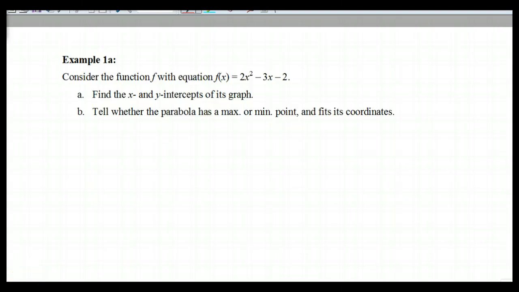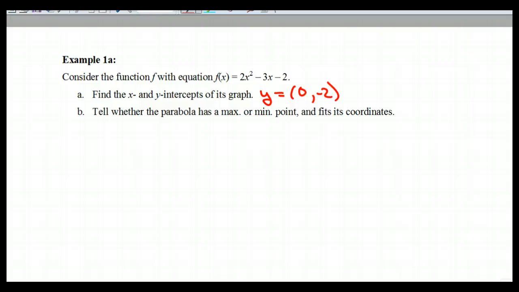Okay, so let's consider this function right here. It's got an equation of 2x squared minus 3x minus 2. And it says we need to find the x and y intercepts of the graph. Well, the y one is the easiest one to find. Because what do we need for y? That negative 2, right? So the y-intercept is going to be 0, negative 2. Okay? But the x one is more difficult.